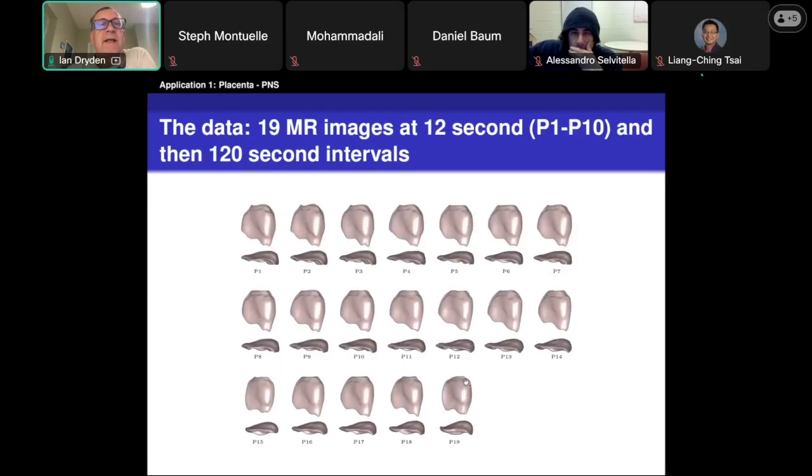So this is the actual data we have. These are 2 views of the placenta, the side view, which is perhaps more familiar, and also one from the top, essentially. We've got 19 data points. The first 10 are 12 seconds apart, and after that they're 120 seconds apart, so there are bigger gaps between those. It's of interest to describe the change over time. They look pretty similar when you look at these, but there are some changes going on which we want to be able to describe.